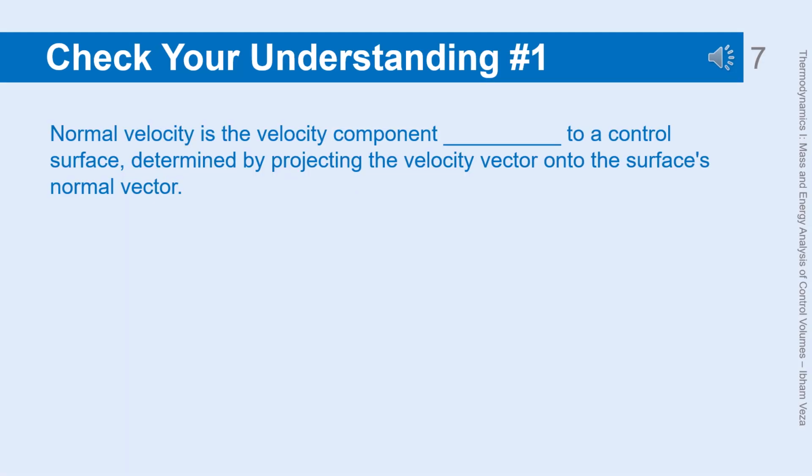Check your understanding number 1. This question reinforces the definition of normal velocity in the context of control volumes. The key idea is that only the perpendicular component contributes to flow across a surface. This concept is often a source of mistakes in early calculations. Understanding velocity vectors and their projections is essential here. Mastering this concept simplifies more advanced flow analysis.